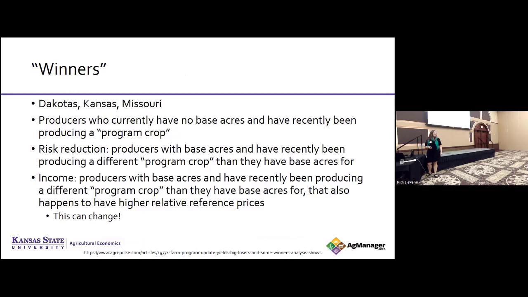So who's a winner? This is not a subjective assessment of whether someone's good or bad, but who's going to come out the most ahead? Dakotas, Kansas, and Missouri. And there are a couple different ways. If you don't have any base acres and you get some, you're going to come out ahead. If you're producing something different, you can gain from the risk reduction. And then there's the income effect. So you might have more valuable base acres that have a higher likelihood or magnitude of expected payouts.